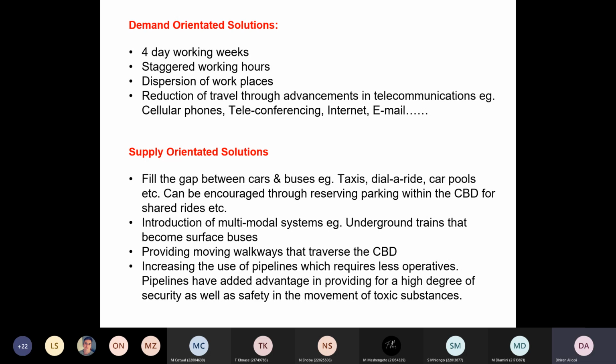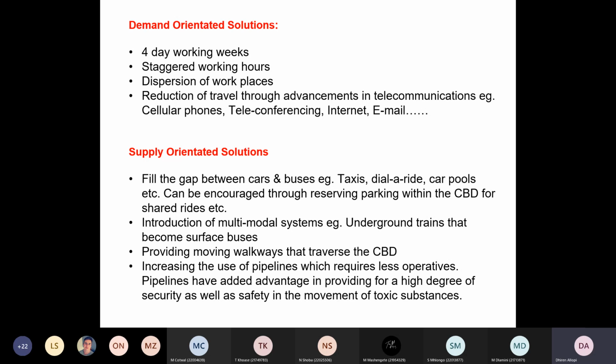So that's what demand, supply-orientated solutions. And you have various sort of fuel bullets reflected here, filling the gap between cars and buses. So there's various systems, and many of these systems or solutions apply overseas, but you can see now in South Africa as well, we didn't have the Uber system many, many years ago. You can simply pick up your phone and dial a ride, call for an Uber.